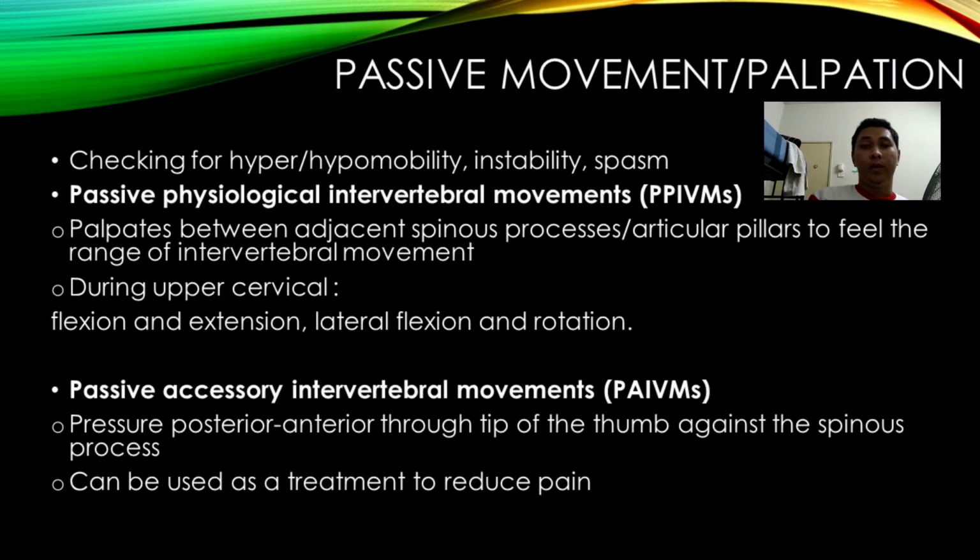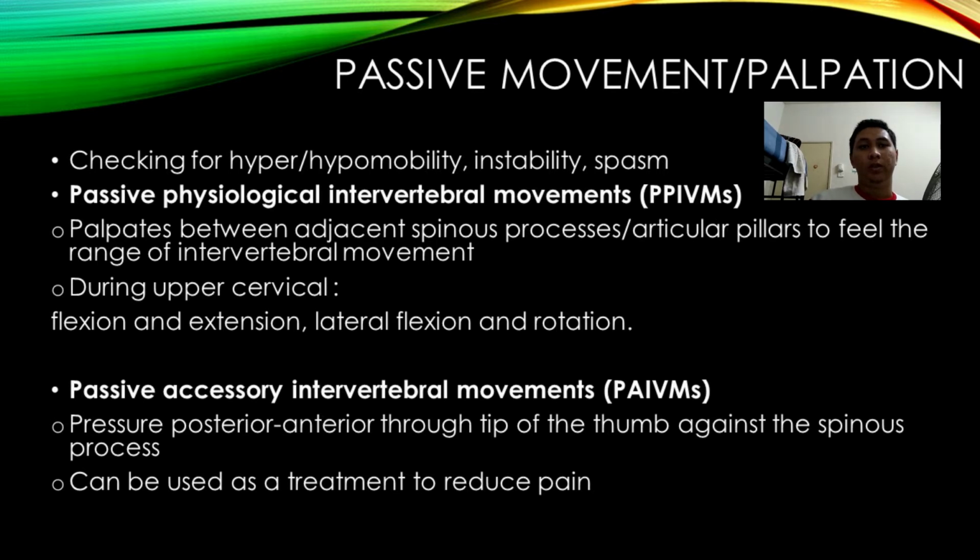Moving on to the passive movement, the examiner should look for hyper or hypomobility, instability, or spasm in the cervical area. The examiner can do this by PPIVMs and PAIVMs. The first one is passive physiological intervertebral movement. This is where the examiner palpates between the adjacent spinous processes to feel the range of the intervertebral movement.